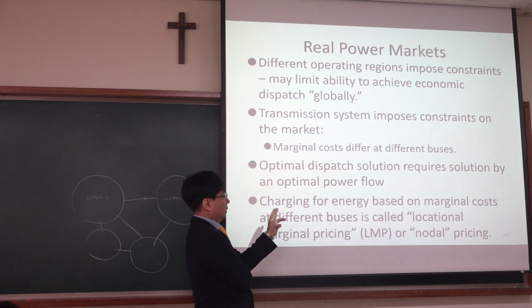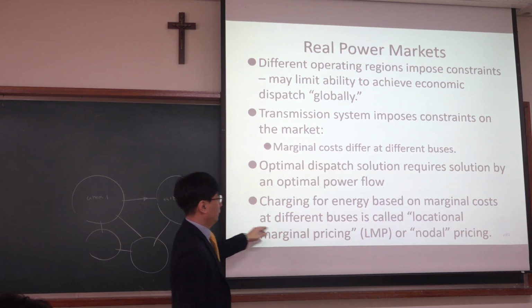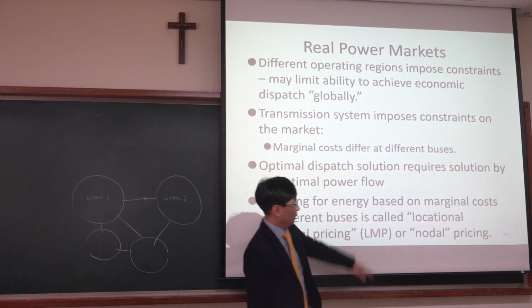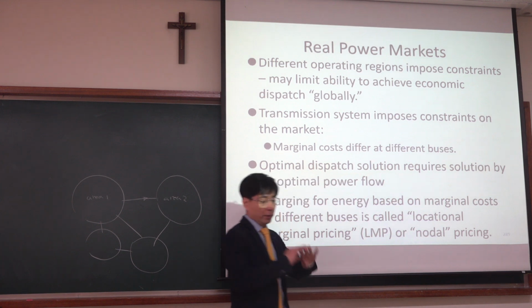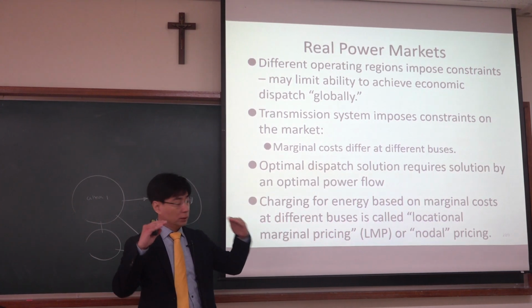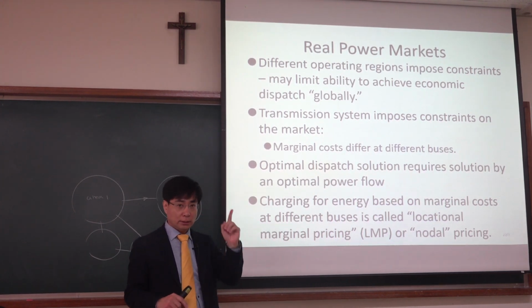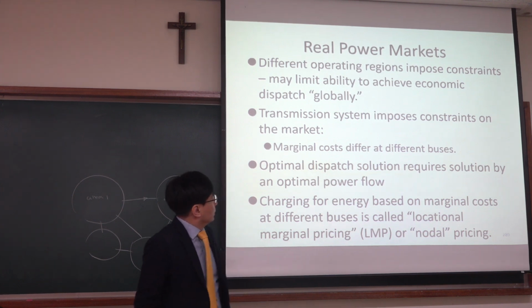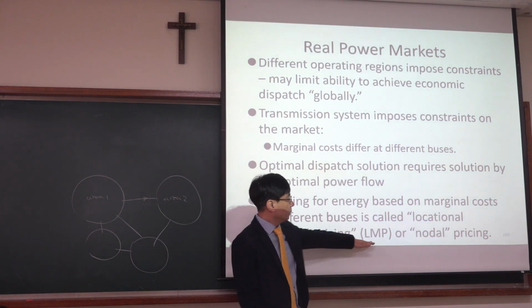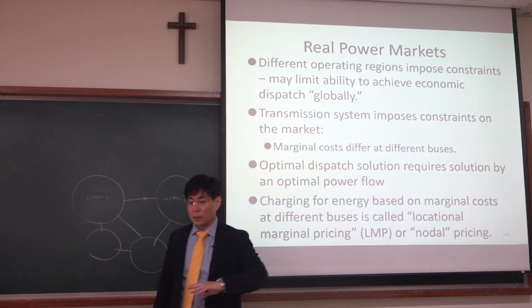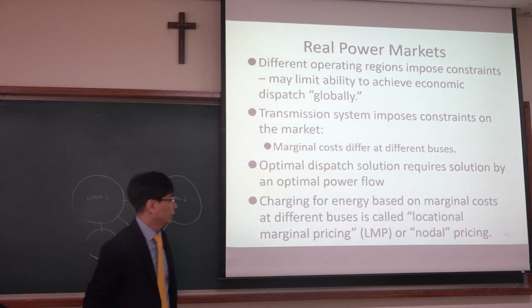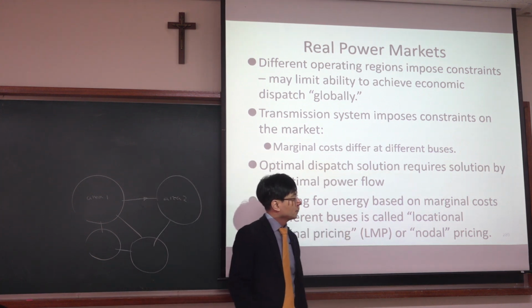So charging for energy based on marginal cost at different buses is called locational marginal pricing, LMP, or nodal pricing. If there is no transmission limit constraints, then we have a single LMP, single location, that is called system marginal price, SMP. So in the United States, LMP is common. In Korea, we didn't introduce LMP yet, but maybe sooner or later, I guess this LMP will be introduced.